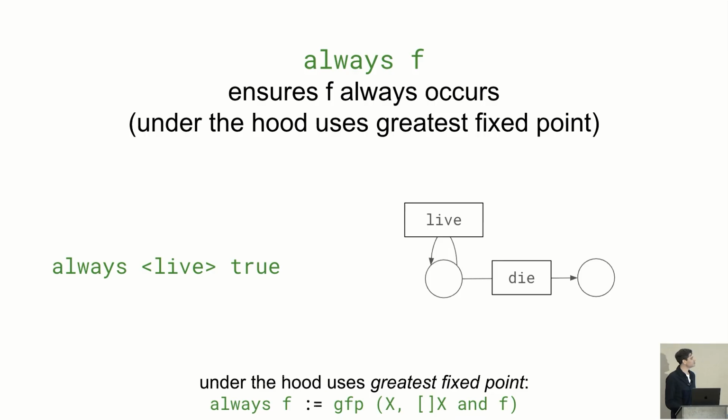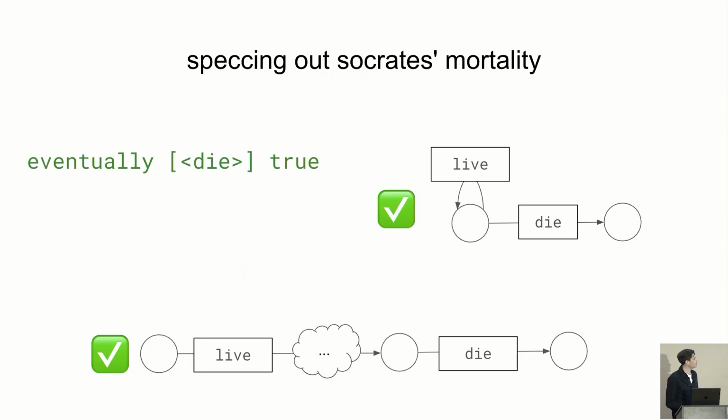Well, here's another operator, and it's called always F. This ensures that F always occurs. Under the hood, it's using a greatest fixed point. I'm not going to teach you about that, but it's pretty simple. Always can live true. That's what Socrates is getting away with, right? He's found this way where he always just rides that loop.